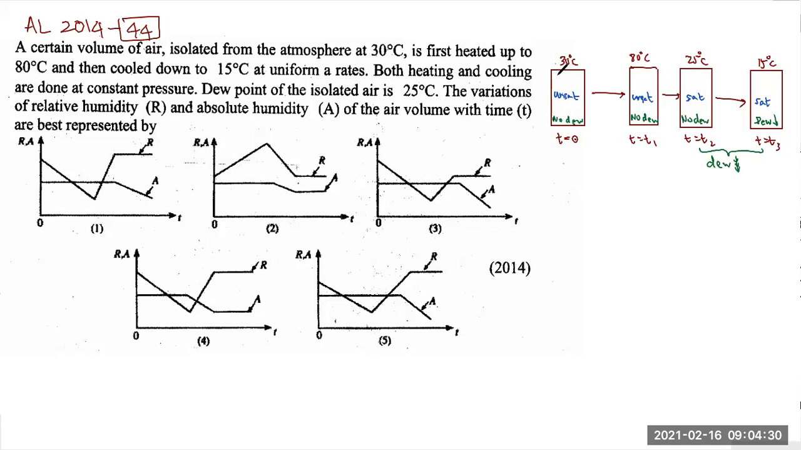Talking about absolute humidity, what can you say about absolute humidity until this point? What will happen to the absolute humidity of this air sample? Absolute humidity will remain constant. Why? No dew formed. So M, the mass of water vapor, is constant.